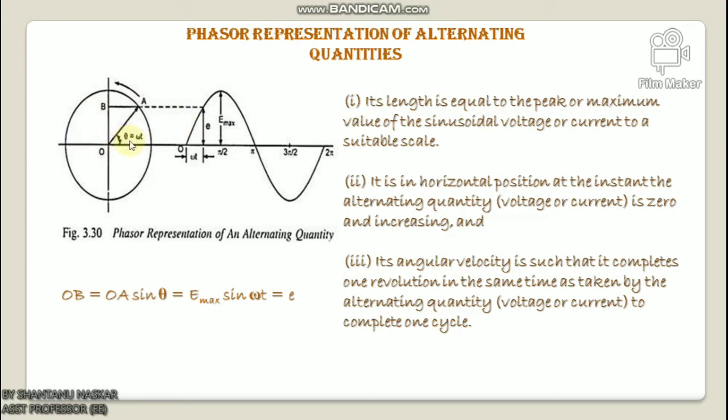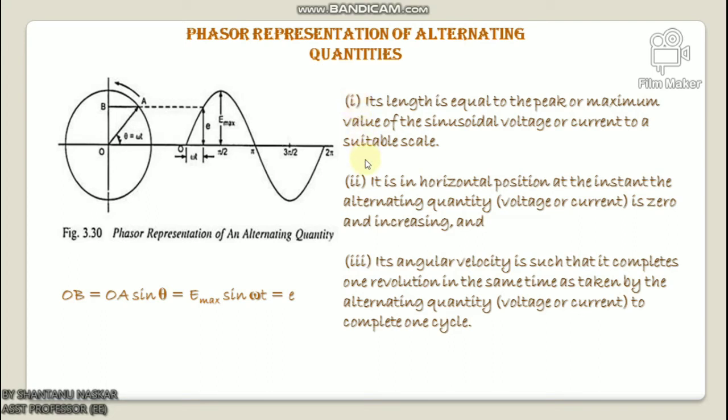From the position occupied when the EMF was passing through its zero value, the projection of OA on the y-axis, OB, equals OA sin theta, which equals E max sin omega t, which equals small e, the value of the EMF at that instant. Thus the projection of OA on the vertical axis represents to scale the instantaneous value of EMF. Now it will seem that the phasor OA rotating in the counterclockwise direction will represent a sinusoidal quantity, voltage or current, if, number 1, its length equals the peak or maximum value of the sinusoidal voltage or current to a suitable scale.